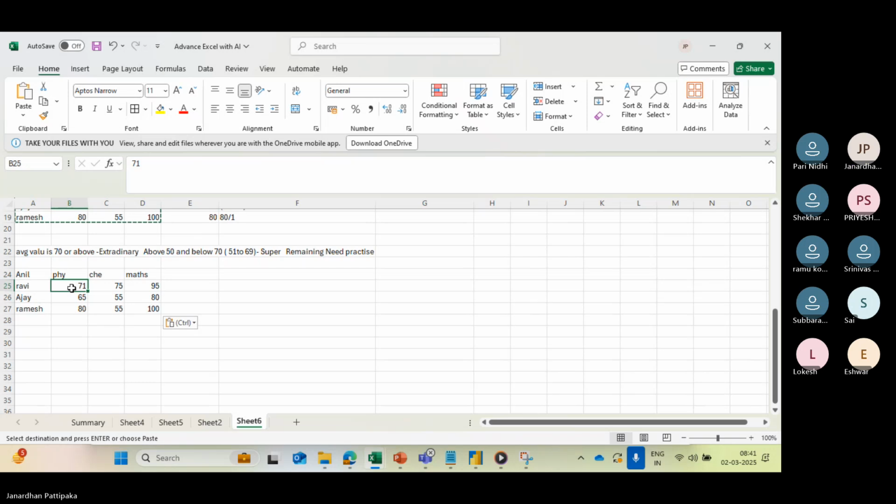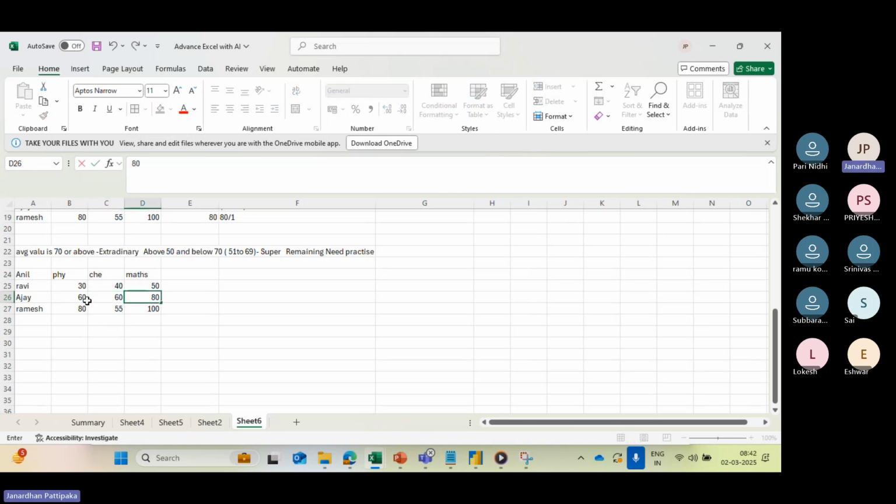I'm coding the physics marks as, suppose, 30, then 40, then 50. Ajay also, suppose I'm making it 60. Here also 60, then 80. For this person also I'm making 90. You make the 50, 100.